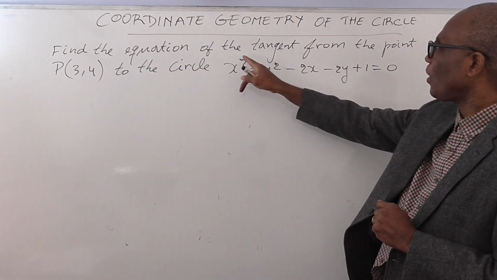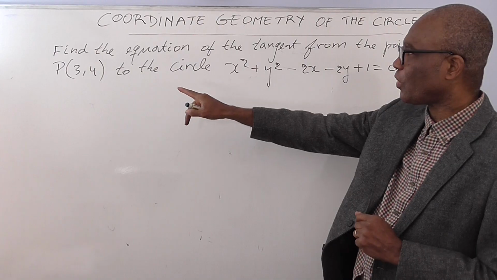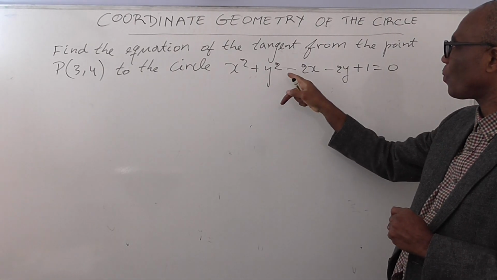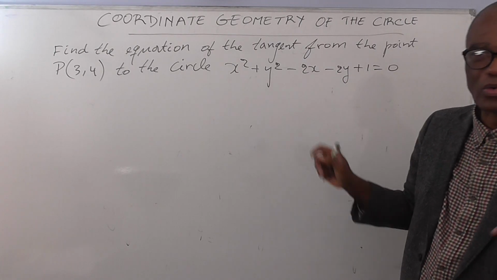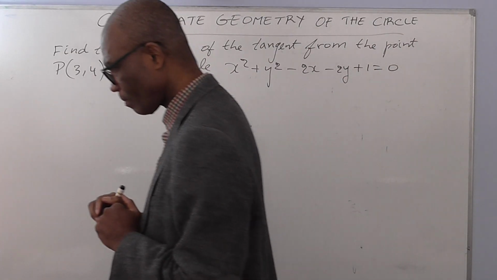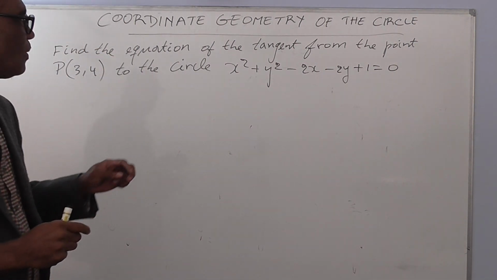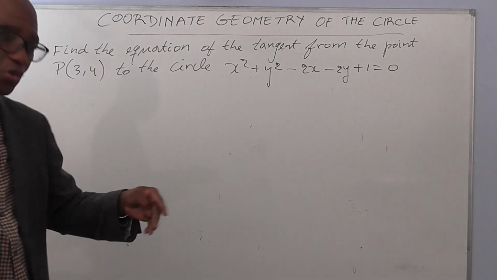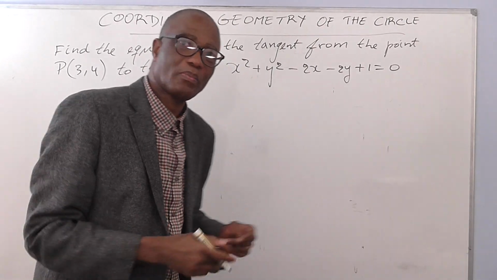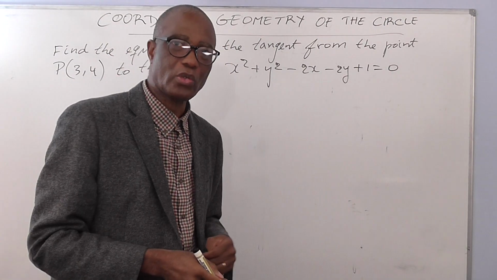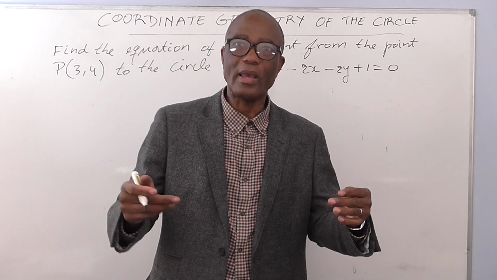Find the equation of the tangent from the point P with the coordinate 3, 4 to the circle x squared plus y squared minus 2x minus 2y plus 1 equals 0. Here, we are going to use one method. There are at least two methods, but I'm going to do the very simple method in this class. Maybe in another class, I will do a different method.